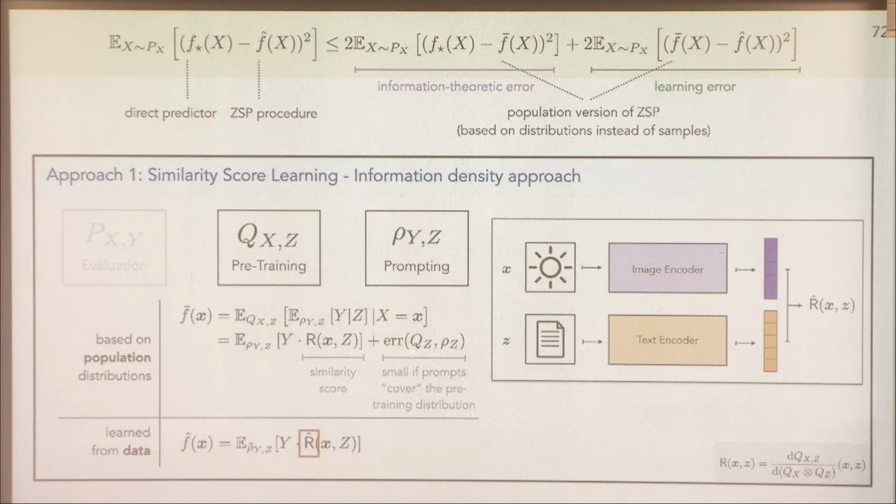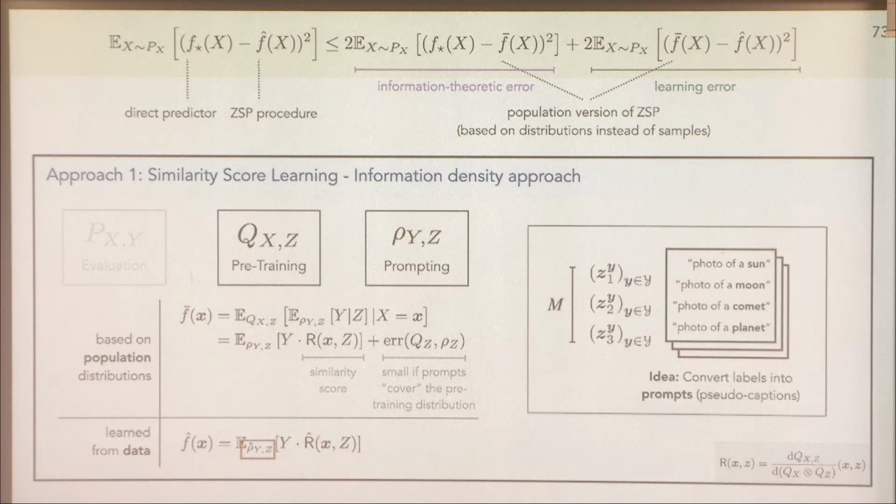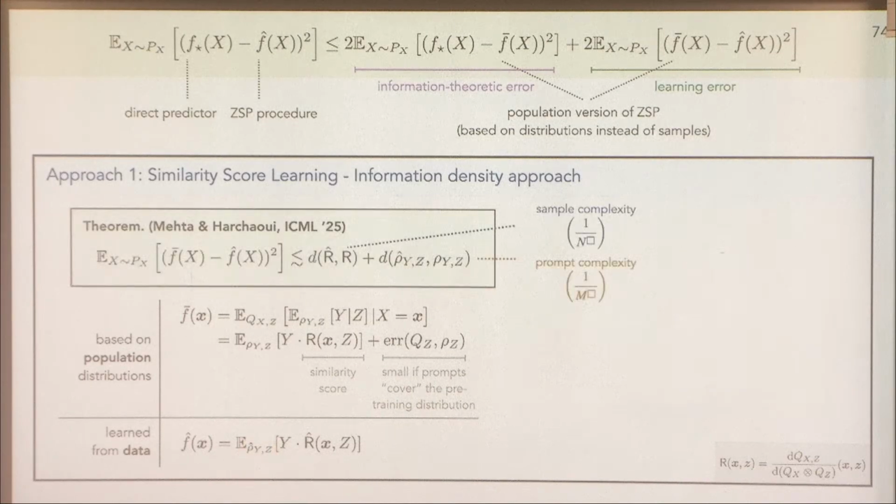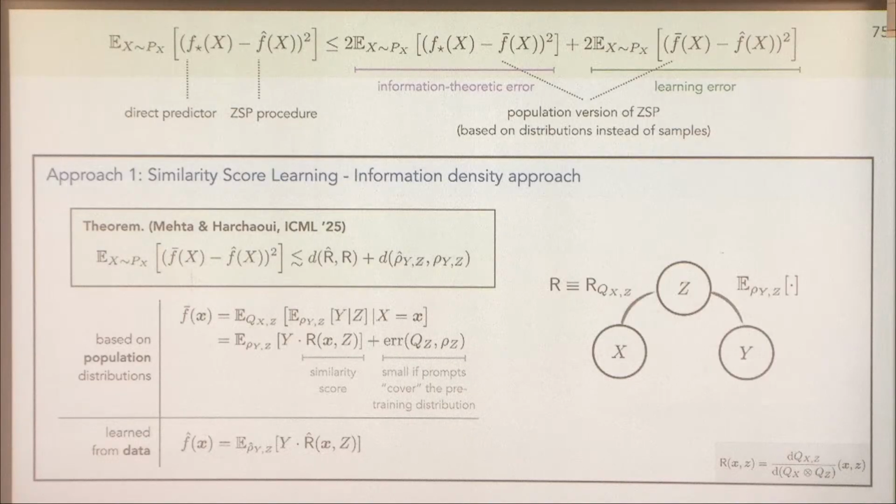Another way to show this is that you have these two conditional expectations that allow you to build your predictor, and you insert the similarity score to perform your prompting, and the similarity score is the Radon-Nikodym derivative. And you have two complexities: one is a regular sample complexity for learning the foundation model, and another is the prompt complexity.